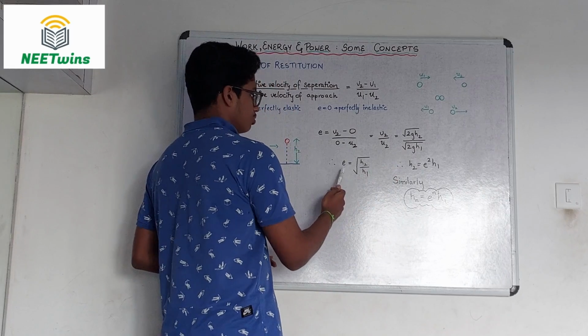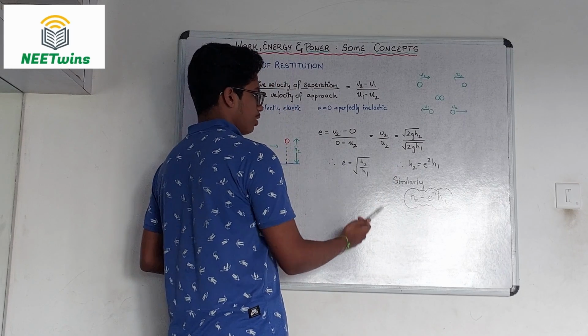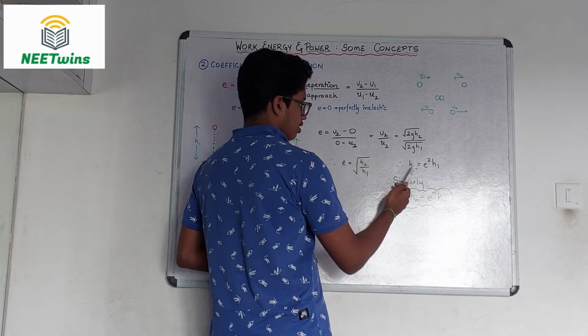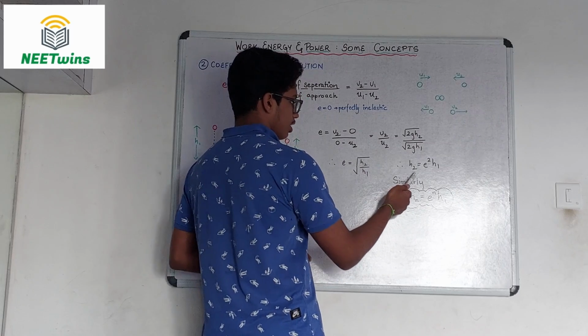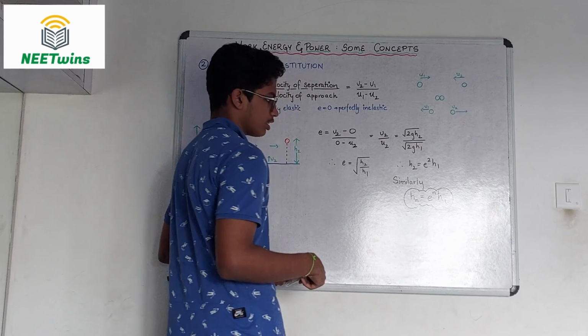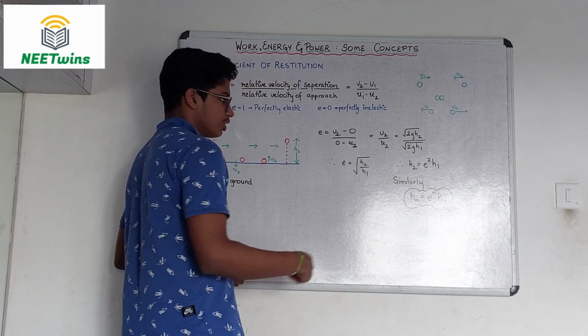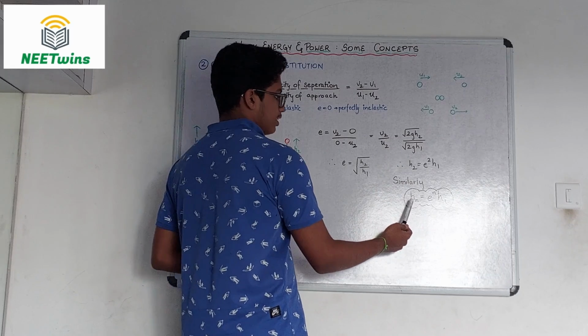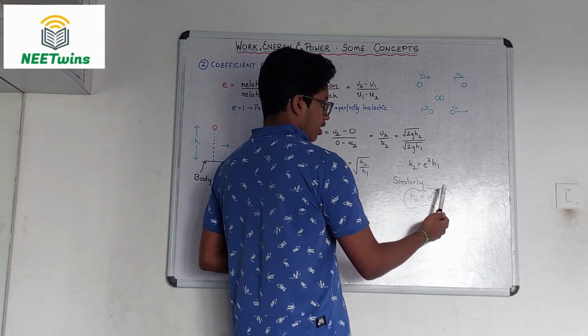So simplifying this, you would get E is root of h2 by h1, and if you square both the sides, you get h2 is equal to E square into h1. So from this we can derive a general formula that hn is equal to E power n h1.